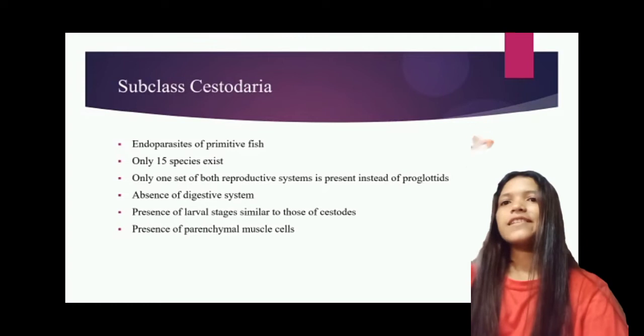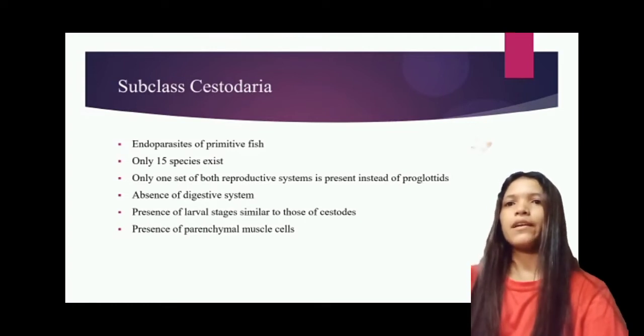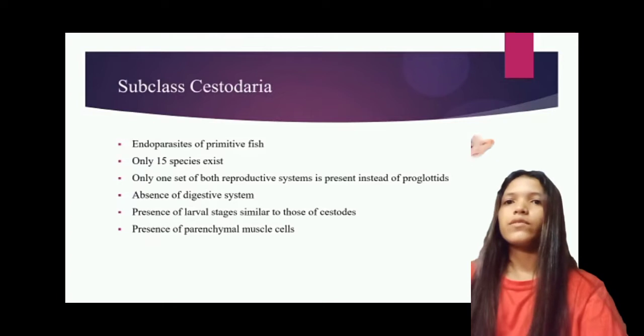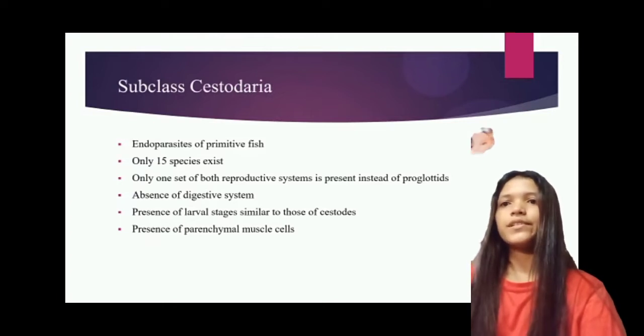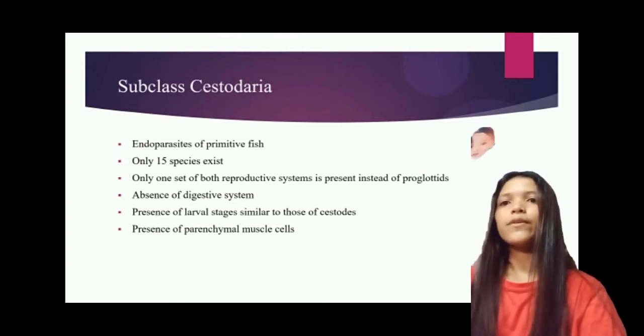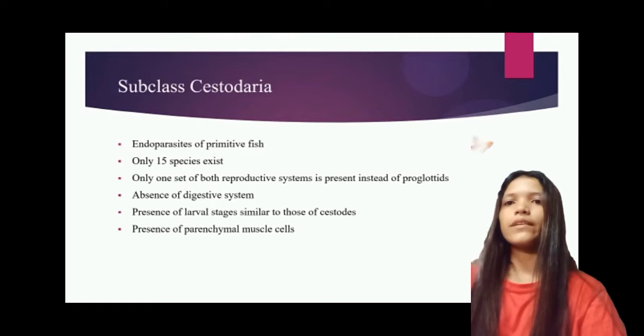Class Cestodaria, unsegmented tapeworms. All of them are endoparasites. They live in the intestine and coelom of primitive fishes. They have similarities with trematodes. Some species bear suckers. Their body is not divided into proglottids, and there is only one set of both male and female reproductive organs. The Cestodaria subclass is made up of Amphilinidea and Gyrocotylidea.